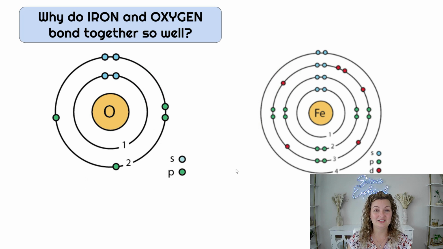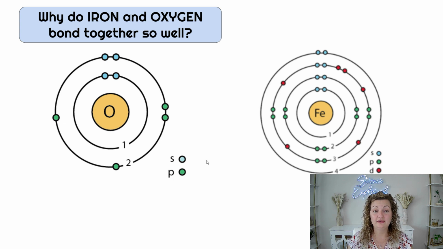All right, let's look at this. Here we have oxygen and we have iron. And oxygen and iron go together really, really well. They bond easily. Why would oxygen and iron bond easily together?